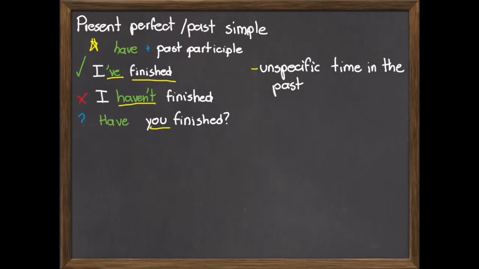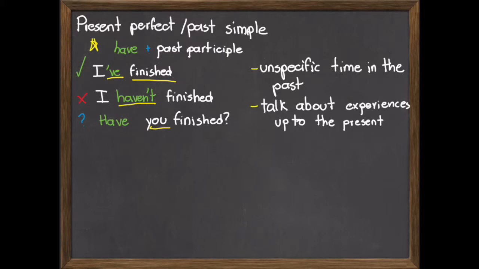Now, we also talk about experiences up to the present, and we use the present perfect for that. For example, listen to this. He has lived in France for years, meaning that he still lives there now. This sentence talks about an experience that is still happening up to the present.